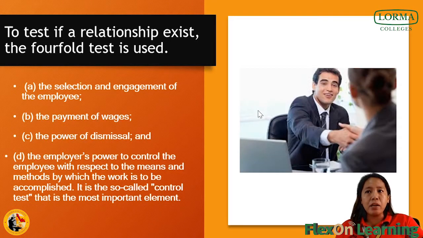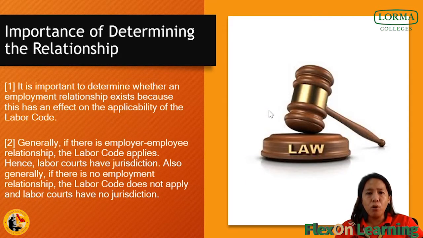To test if a relationship exists, the so-called four-fold test is being used. The selection and engagement of the employee, the payment of wages, the power of dismissal, and the employer's power to control the employee with respect to the means and methods by which the work is to be accomplished. This is the so-called control test, which is very important. So letter A, letter B, letter C, and letter D are considered as questions. If one of them is present, then there is what we call an employee-employer relationship. Or if all of these four items are present, there is a so-called employee-employer relationship.